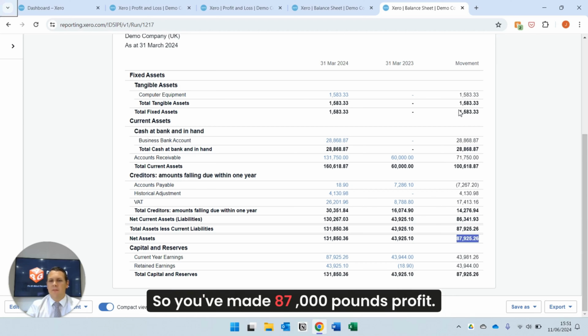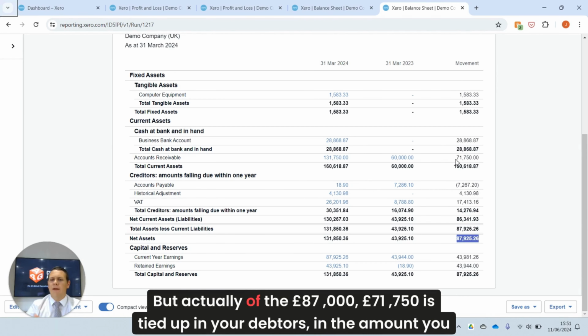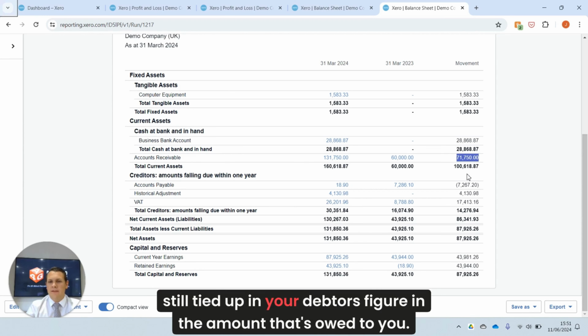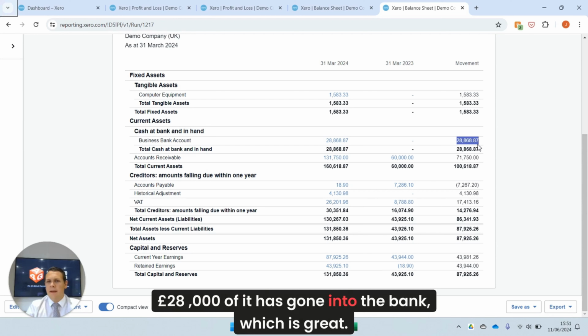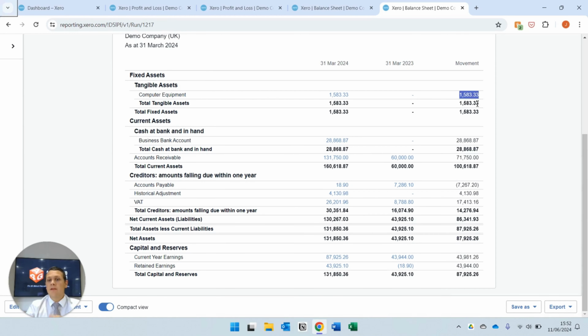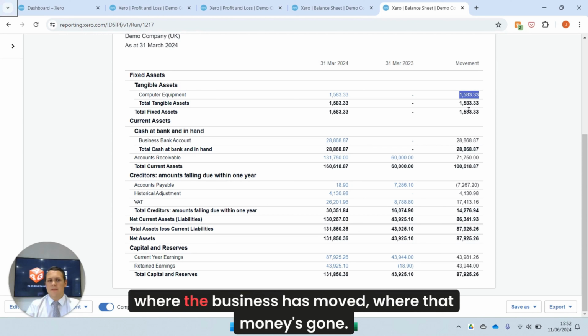So you've made £87,000 profit, but actually of the £87,000, 71,750 is tied up in your debtors, in the amounts you're owed. So you've done a lot of work, it's been profitable, but a lot of it is actually still tied up in your debtors figure, in the amount that's owed to you. £28,000 of it has gone into the bank, which is great. You've actually spent out £1,500 of that profit on assets. So it's just working out where the business has moved, where that money's gone.